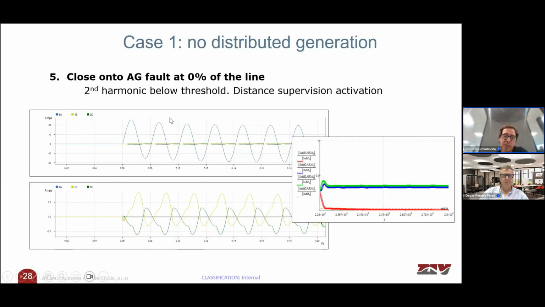Close onto fault at 0% of the line, we can see that the harmonic content of the faulted phase and of the neutral is very low, so it can make the differential unit trip, and there's distance supervision activation.